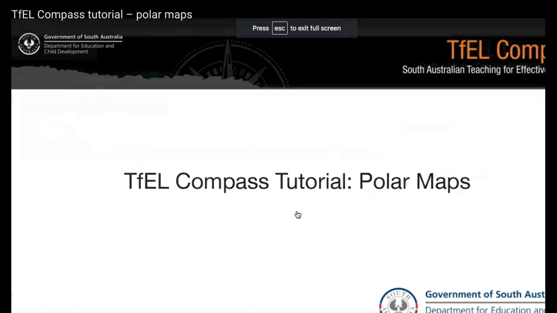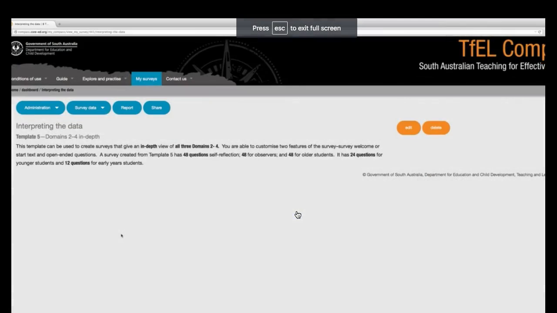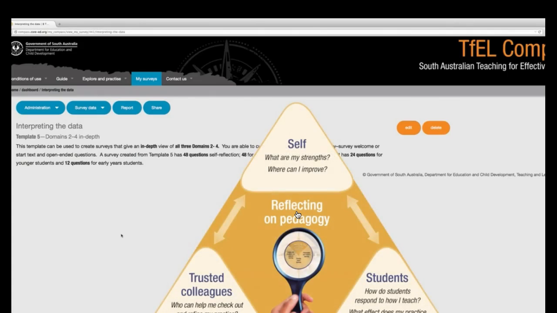There are a number of ways to view and interrogate feedback data on the TfEL Compass. The polar map provides the broadest overview of your feedback. Remember that feedback is based on your own and others' perception of your teaching practice.